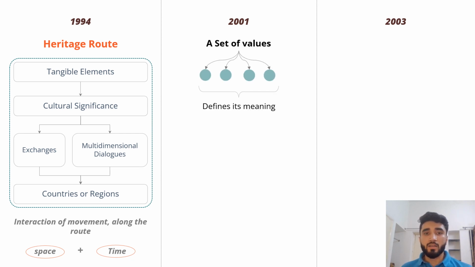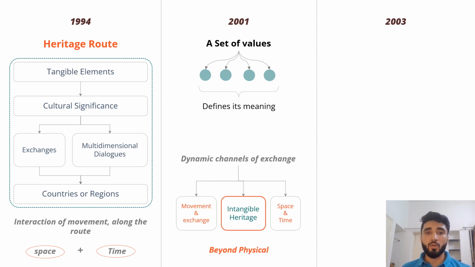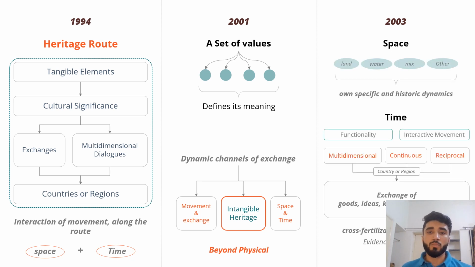Then the second definition talked about a set of values. Cultural root is a set of values whose whole is greater than the sum of its parts and through which it gains its meanings. So this set of values defines its meaning. And it also talks about how roots are dynamic channels of exchange that go beyond just physical paths. So here they introduce the intangible associations of cultural roots. Then the 2003 definition talks about the cross-fertilization of the cultures, taking into consideration the tangible and intangible parts.